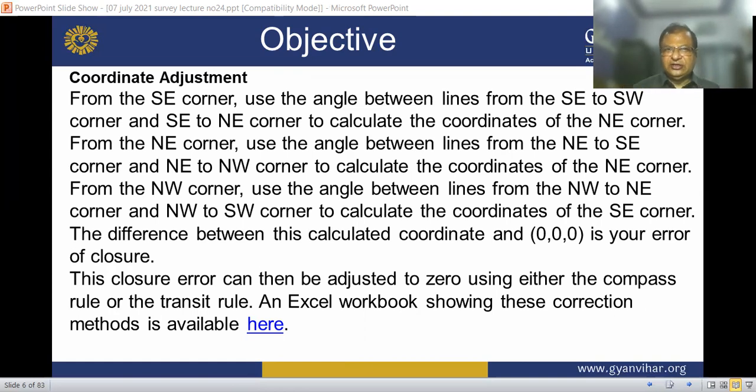From the northeast corner, use the angle between the lines from northeast to southeast corner and northeast to northwest corner to calculate the coordinate of the northwest corner. From the northwest corner, use the angle between the lines from northwest to northeast corner and northwest to southwest corner to calculate the coordinate of the southwest corner, and the difference between the calculated coordinate and 0, 0, 0 is your error of closure.